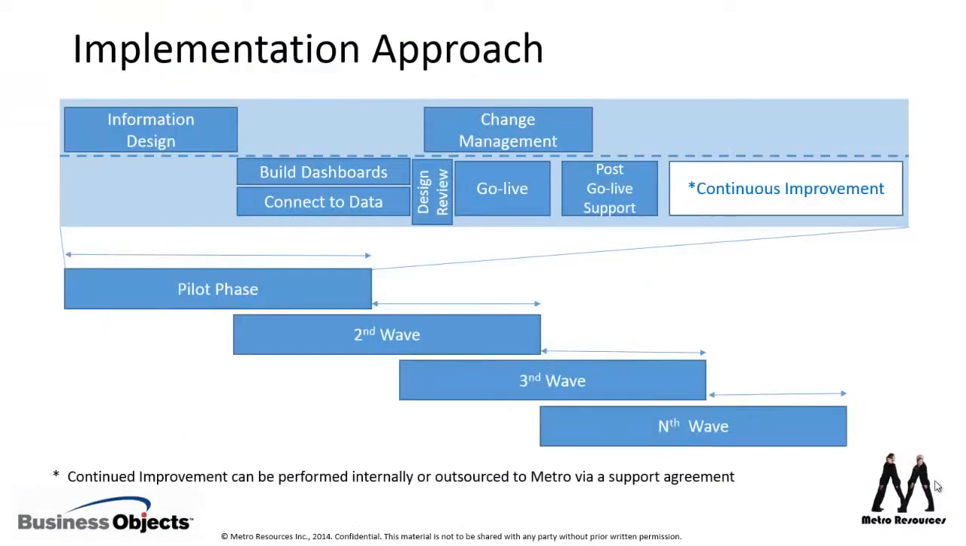Typically, our implementation approach timelines will depend on the amount of scope as well as FTEs that are applied to the project. So here you can see the approach starts with the information design, which is confirming all the KPIs and business areas we spoke on earlier. Next, gathering the data sources and doing the actual build, and then a review period. After go live and post go live support, you can choose to either take the continuous improvement in-house or utilize our team to provide continuous support.